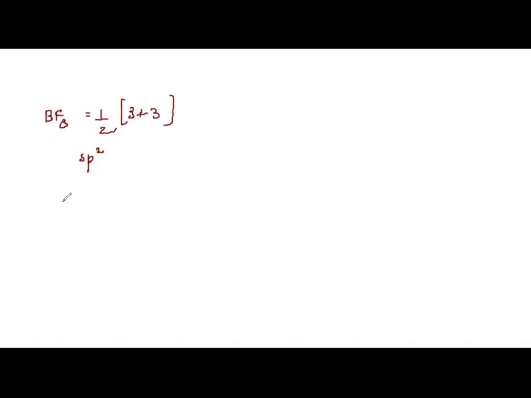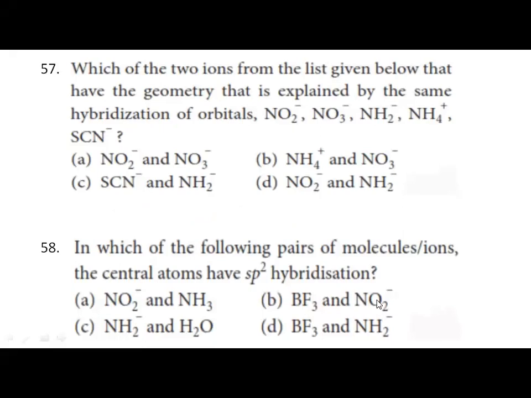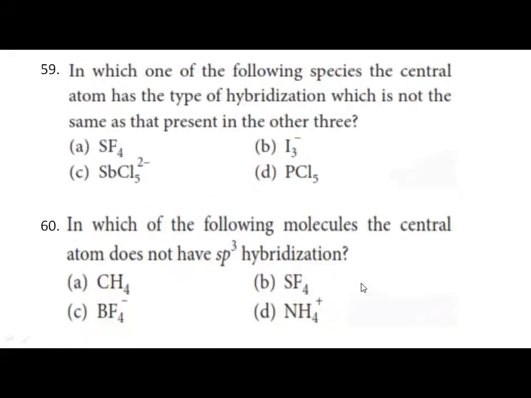For NO2-, H is half of 5 electrons; both the bonds are double, therefore I take 0, minus 0 plus 1. 5 plus 1 is 6, 6 by 2 is 3. Again the hybridization is sp2. So BF3 and NO2-, they have sp2 hybridization.